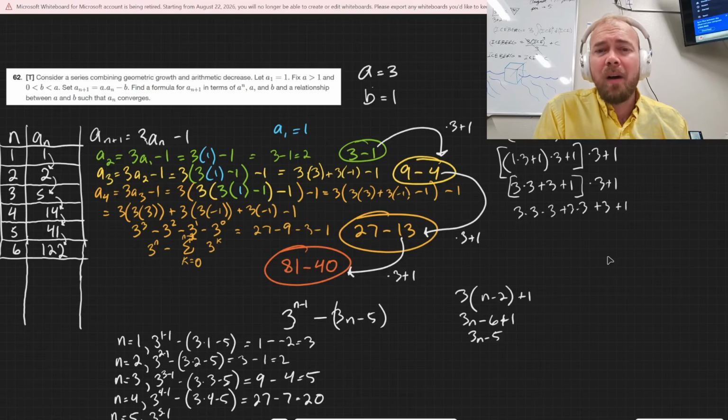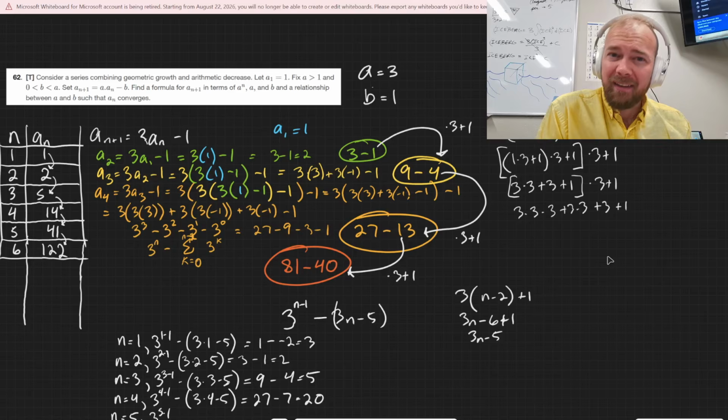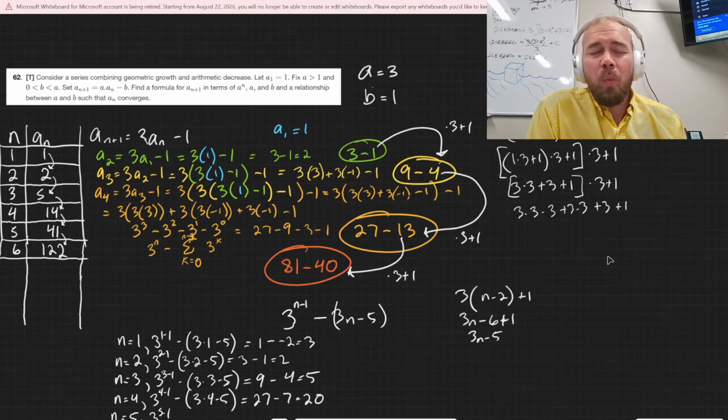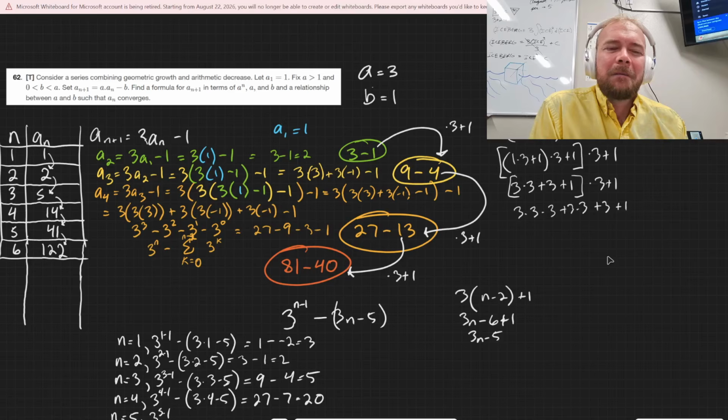A sub 1 is 1. That we have to fix, or it has been fixed for us, I guess I should say. But if a is 2 and b is 1, and then a sub 1 is 1, it's just 1. It just keeps being 1. So, yeah. So that would be an a and b value such that a sub n converges for the last part.